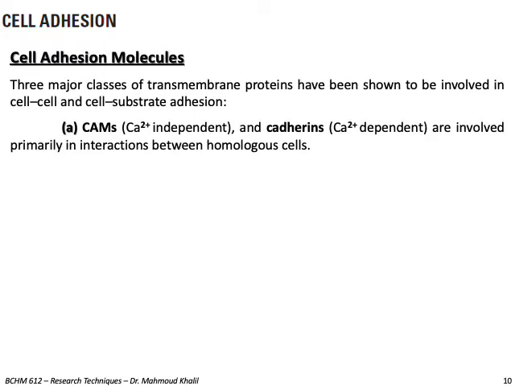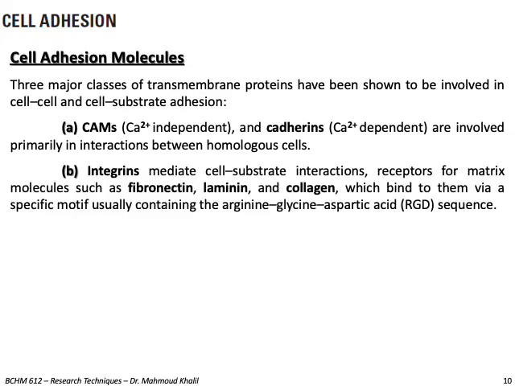What are the cell adhesion molecules? There are three major classes of transmembrane proteins that have been shown to be involved in cell-cell and cell-substrate adhesion. The first one we call CAMs and cadherins. CAMs are calcium independent and cadherins are calcium dependent. Both of them are involved primarily in interactions between homologous cells.